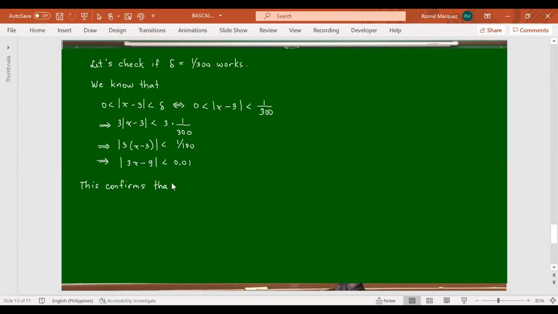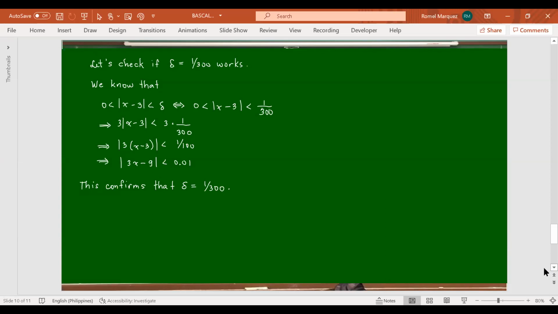So this confirms that the right delta is 1 over 300 for that given error tolerance. Okay, guys? Is that clear, guys? Yes. Actually, if 1 over 300 works, any number less than 1 over 300 could also be used, and it will work also. And you will have less than 0.01 also. Okay, guys?